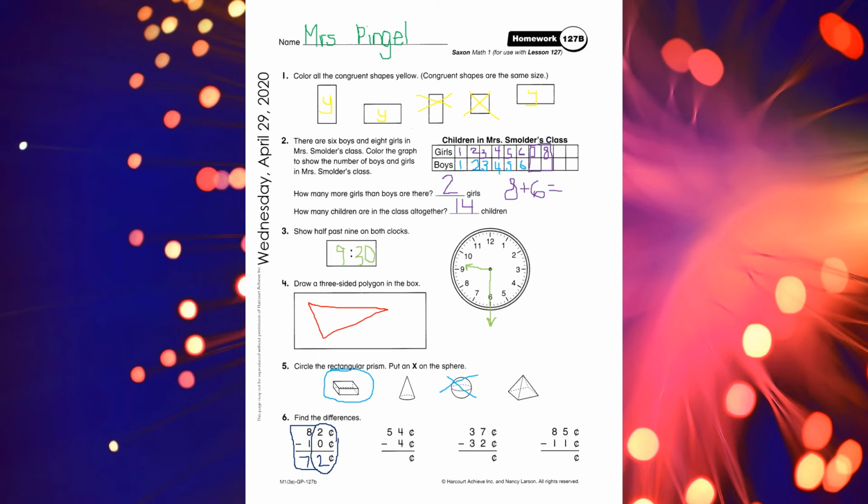I want to keep going. Okay, here we go. 54 minus 4. All right, I know that I take the groups of pennies, and I do that first. 4 minus 4, doubles. That's 0. And then I can do the groups of dimes. 5 minus 0 is 5. 50. 54 cents minus 4 cents equals 50 cents.